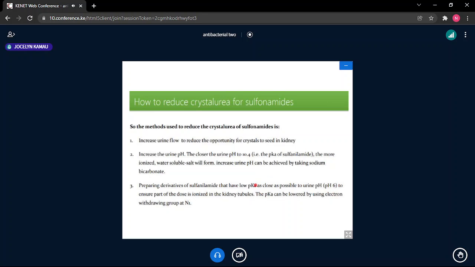So this time we are lowering the pKa. Remember the pKa of sulfanilamide is 10.4, very, very high. So you try to lower the pKa of these sulfonamides to approach the pH of urine. The pH of urine is 6. So you try to lower the pKa of the sulfonamide from 10.4 to around 6. Once you do so, the drug again will be 50% ionized. And once it's 50% ionized, you will not have a problem of crystalluria. So you prepare derivatives of sulfanilamide that have low pKa as close as possible to the urine pH.